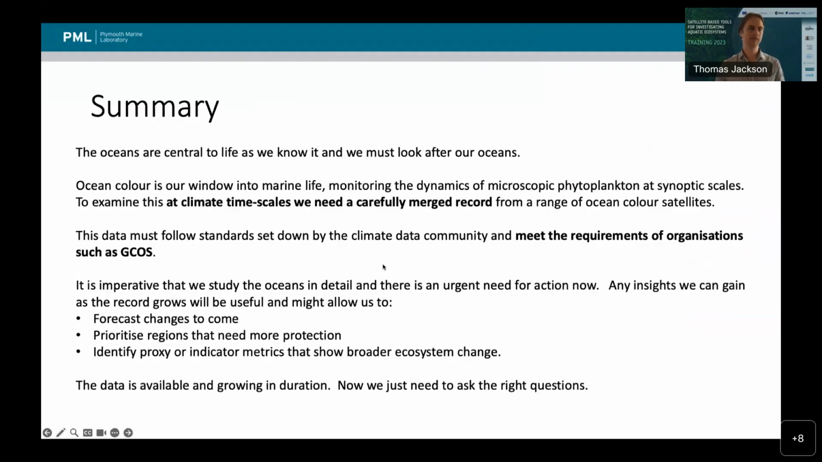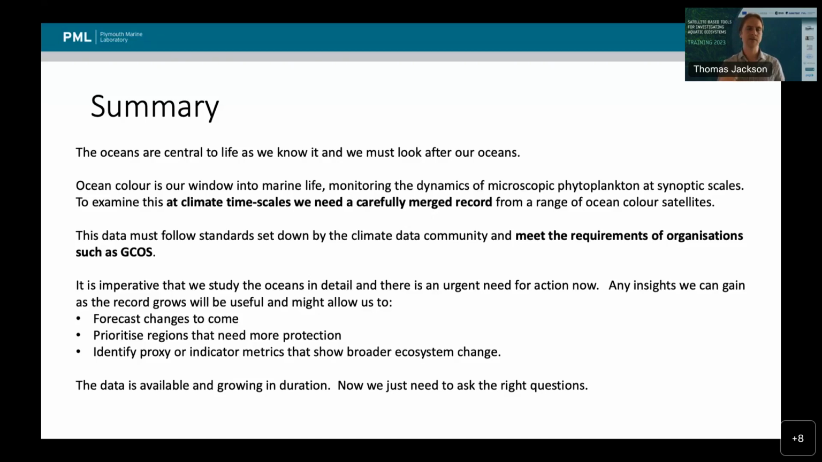So just in summary of the whole talk, the oceans, we can't stress this enough through all of these talks, are fundamental to how the Earth system functions, and we have to look after them. Ocean color is our only window really into the base of the marine food web and the marine ecosystems. It's the only way really to monitor the microscopic plankton at the synoptic scale. And to examine this at climate scales, we need a very carefully merged record from multiple ocean color satellites. And that record has to meet the requirements of the climate community laid out by organizations such as GCOS.